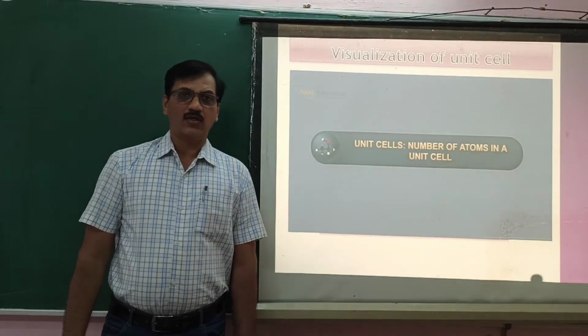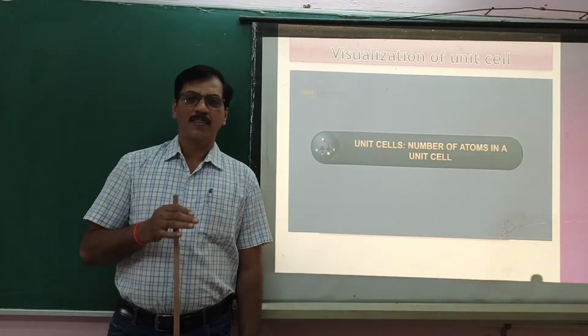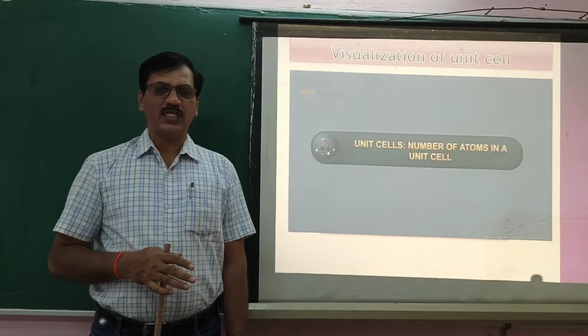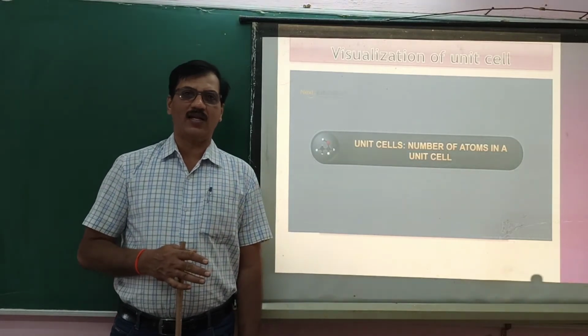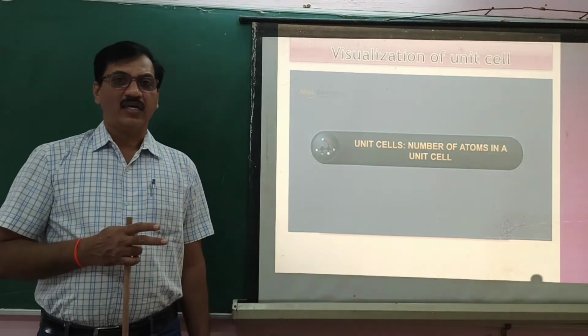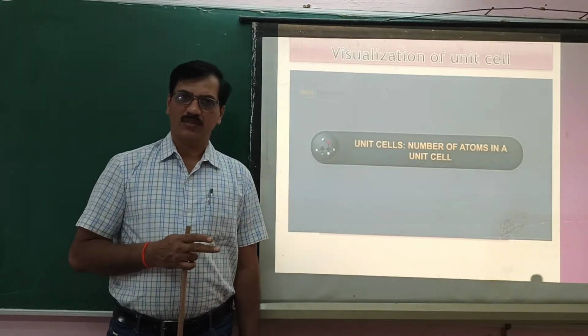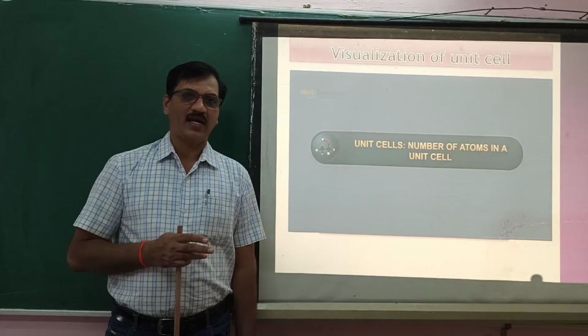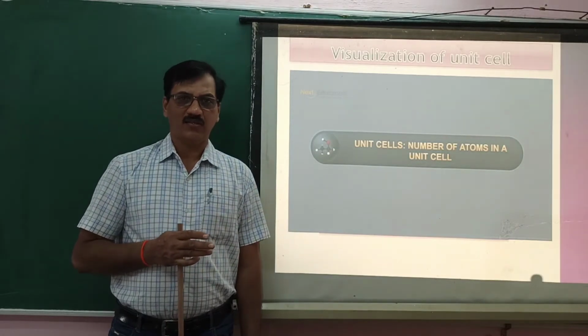So, to conclude, for the simple primitive unit cell or simple cubic unit cell, there is only 1 atom inside the unit cell effectively. In the case of BCC, there are 2 atoms, and for the FCC, there are 4 atoms.